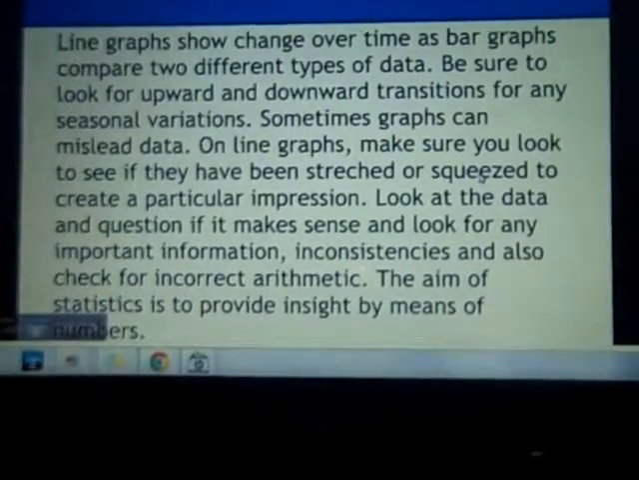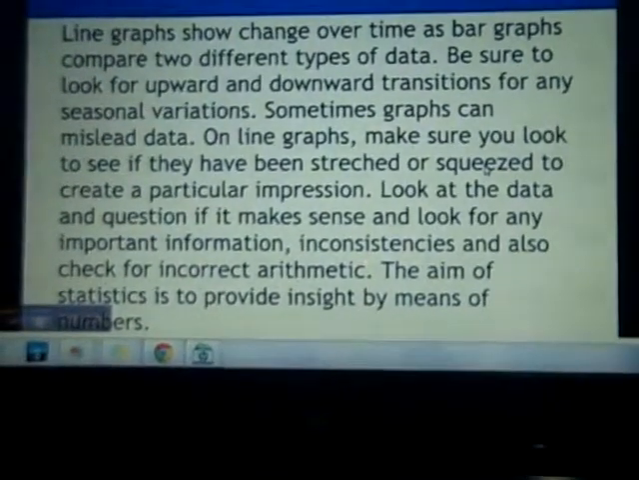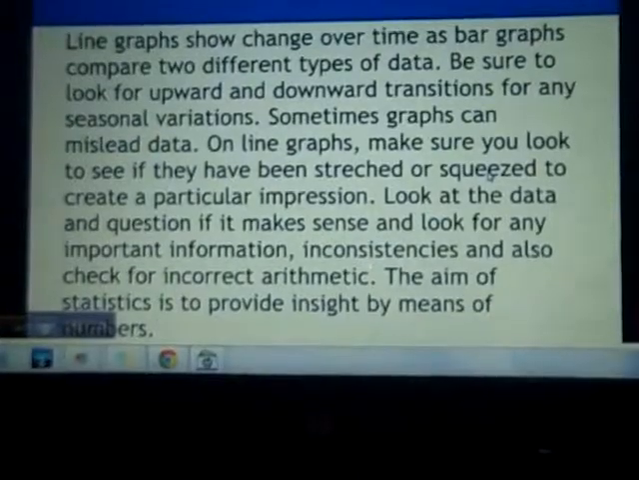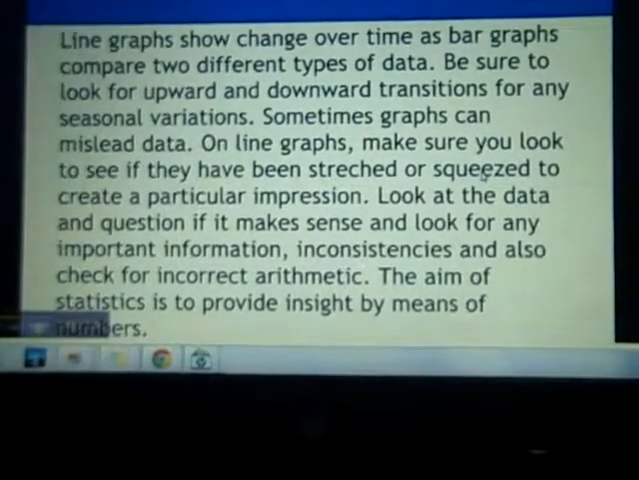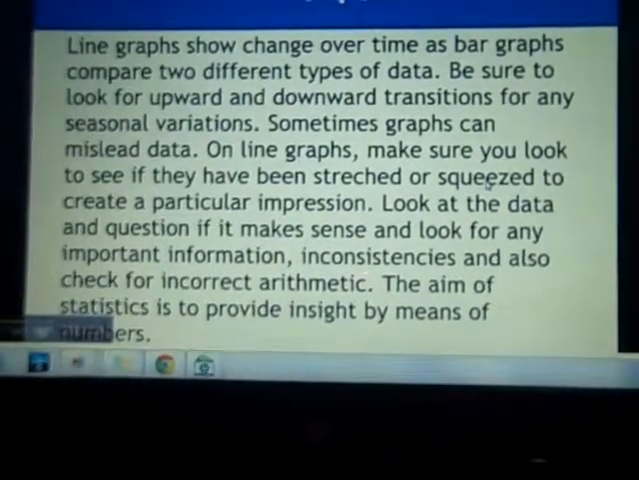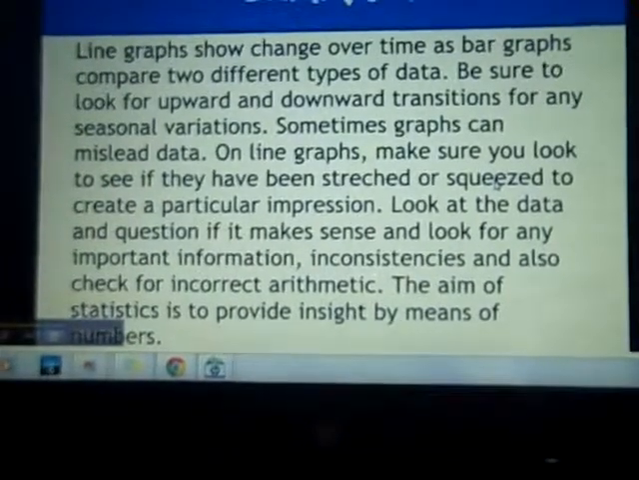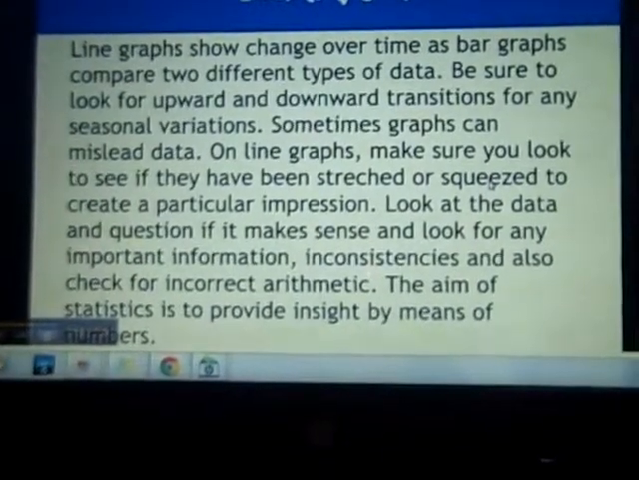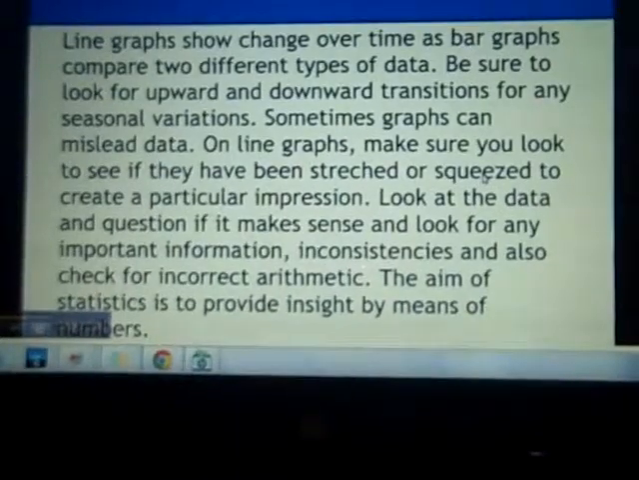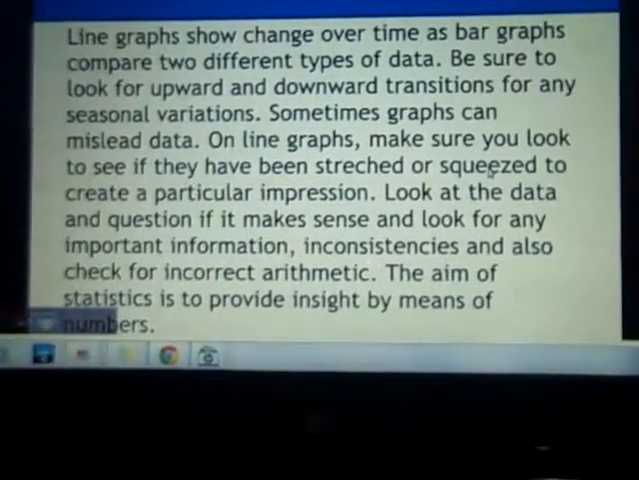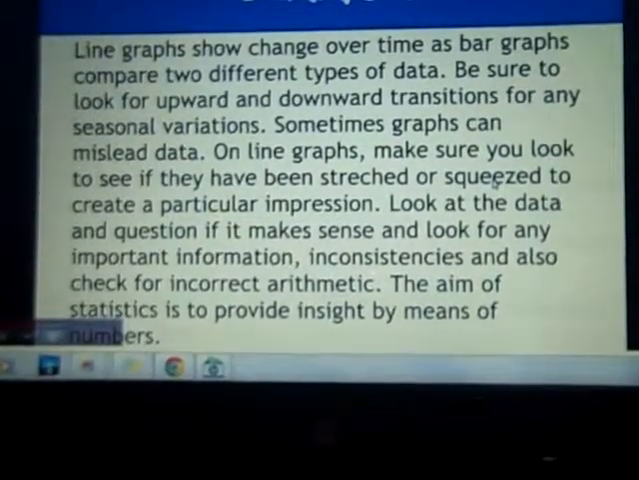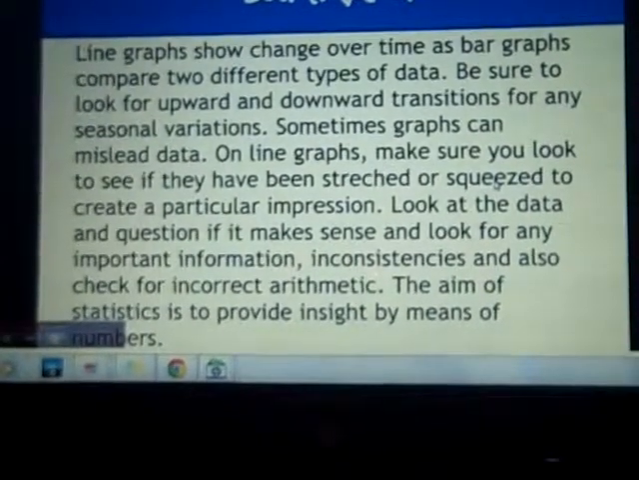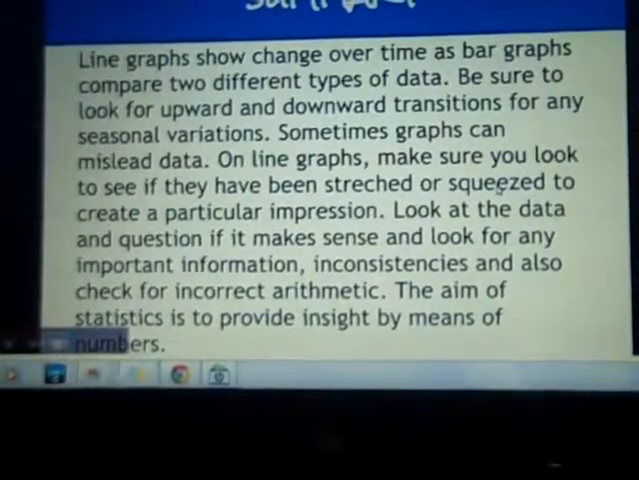And here's a summary of Chapter 2.3. Line graphs, again, show changes over time, and bar graphs compare different types of data. Always be sure to look for upward or downward trends and any other seasonal variations. Graphs can sometimes mislead, so you always have to be careful. On line graphs, make sure to see if they've been stretched or squeezed to create a particular impression. They do it for a reason, so that the data seems to make sense.